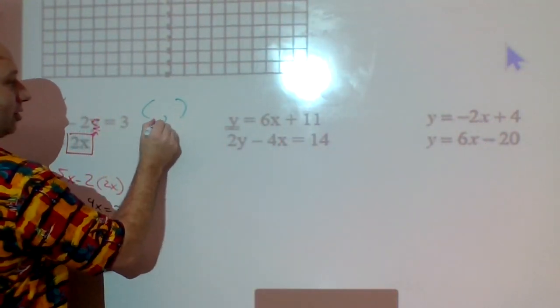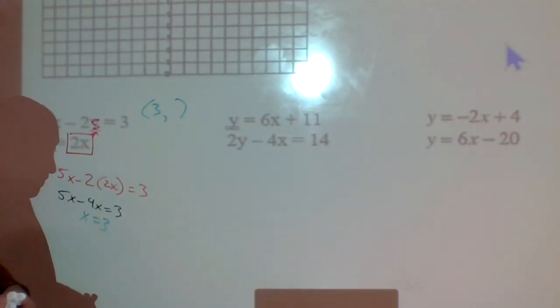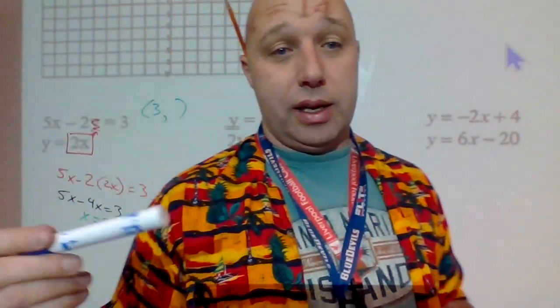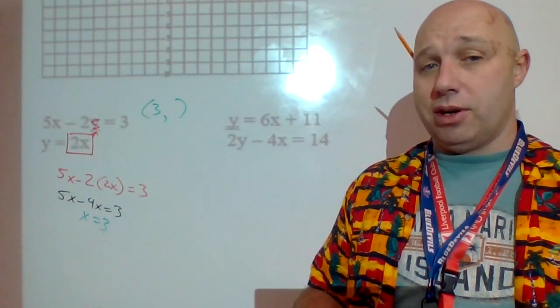Remember, we're going to write our answer as a coordinate. So 3 is our x value. Now, how do we find the y? We take that x and we plug it in, either the top equation or the bottom equation. It does not matter. Whichever one makes you happier.